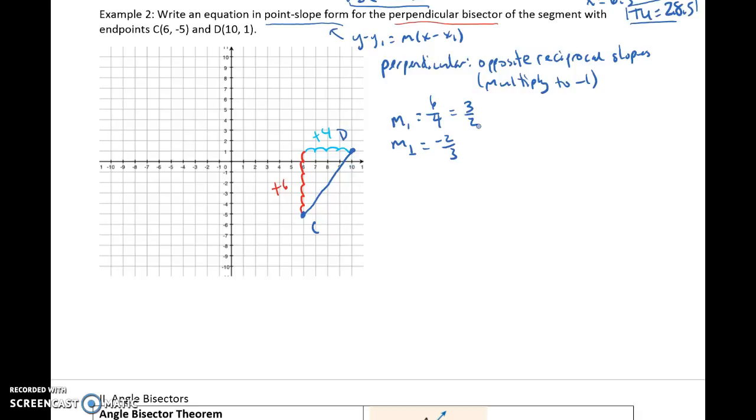If you wanted to do a slope formula, perfect. You could use the same thing. 1 minus -5 is positive 6. 10 minus 6 is 4. We still get 6 over 4. So the first thing you want to do is find that perpendicular slope.